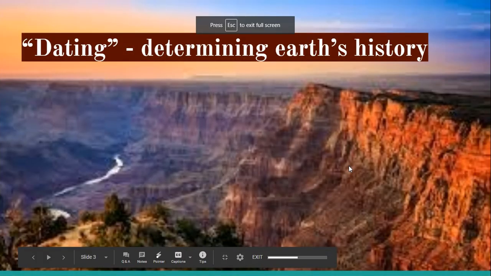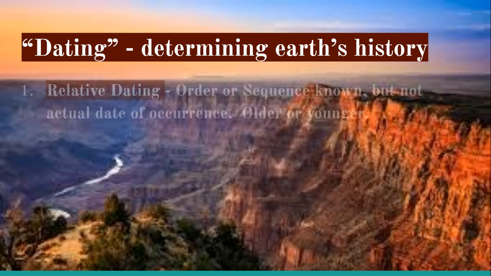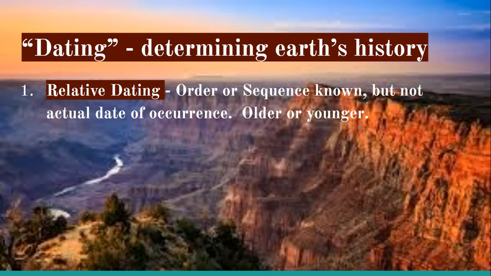So today we're going to be talking about dating, and I don't mean dating as in romantic. I mean dating as determining the age of something, giving it a date. There are two types that we use to determine Earth's history. There's relative dating, which is an order or sequence known, but not the actual date of occurrence. So we know which one's younger or which one's older relative to another.